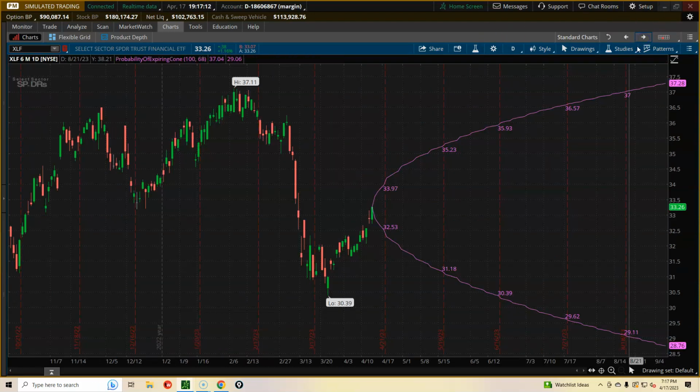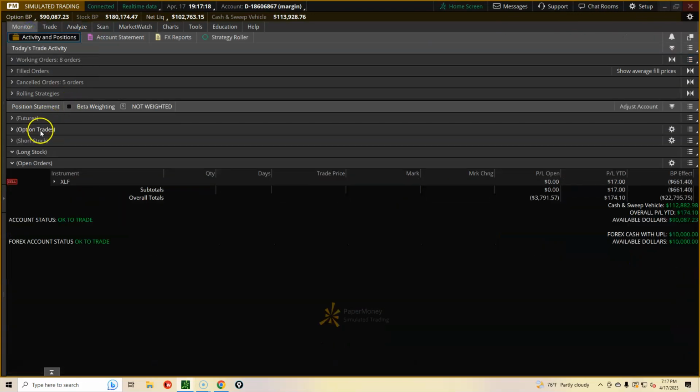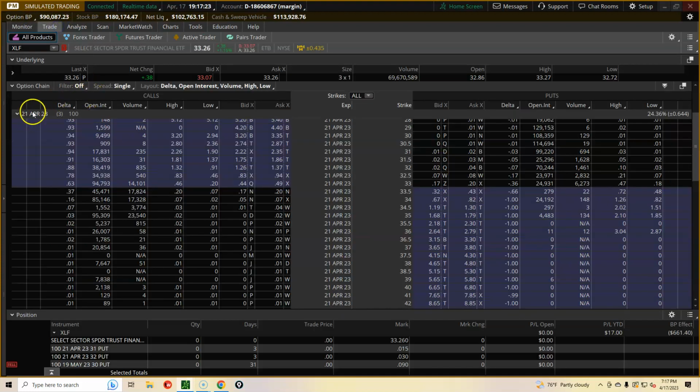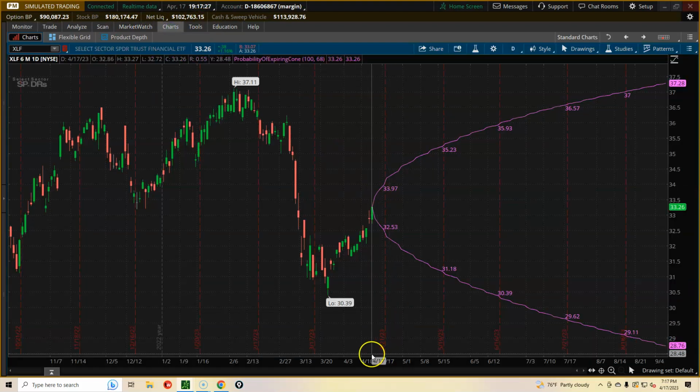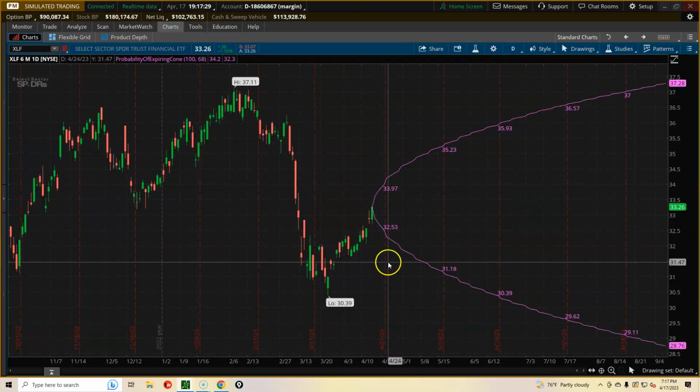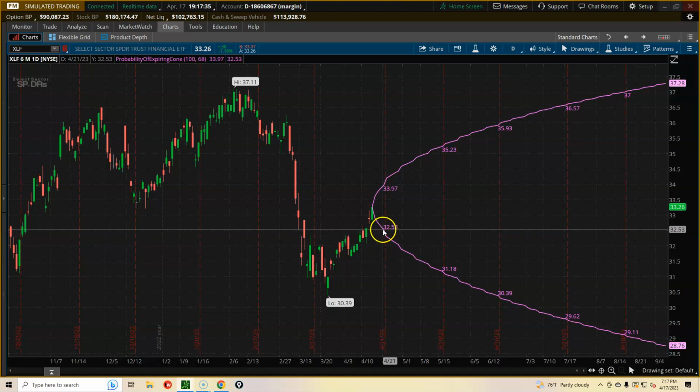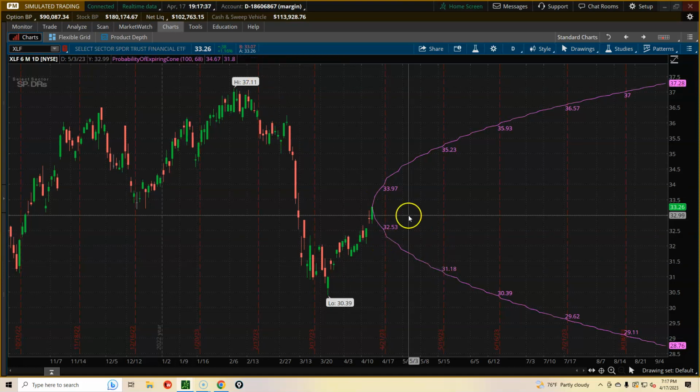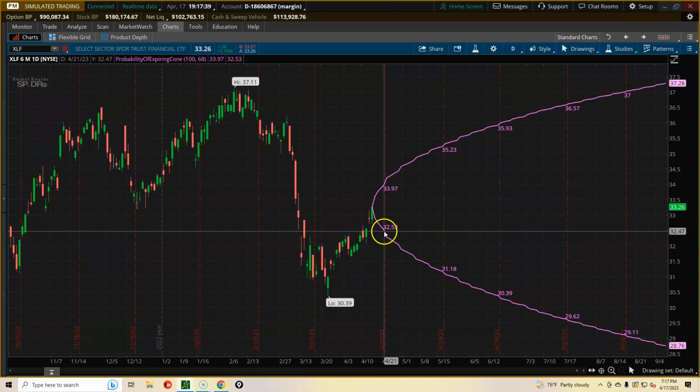Let's look at that cone of probability. All right, so the cone of probability. What is the expiration date we're looking at specifically? Get back over here. The 21st, April 21st. So down here on our date, April 21st, 32.50 is barely in that cone of probability. So let's do that, right? It's a little bit outside of it.